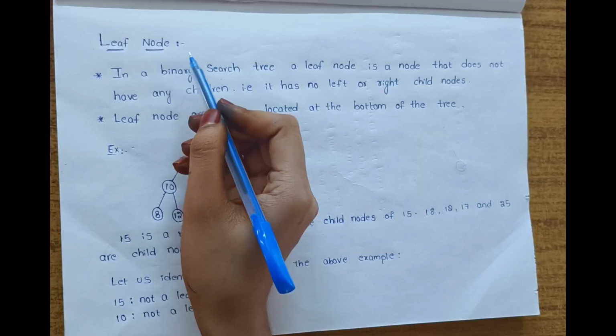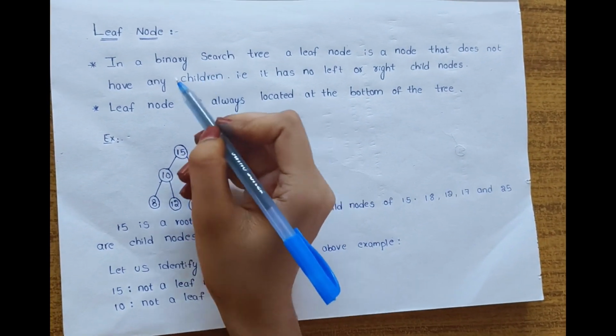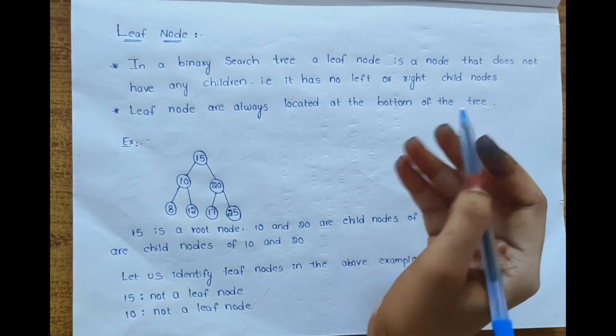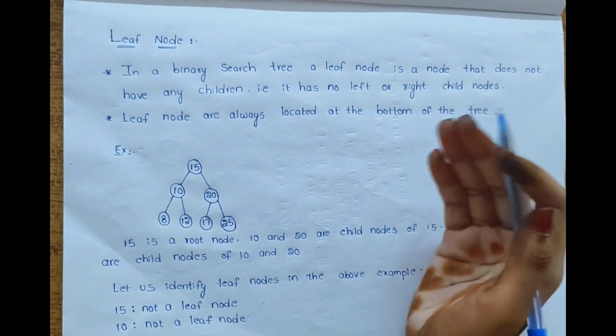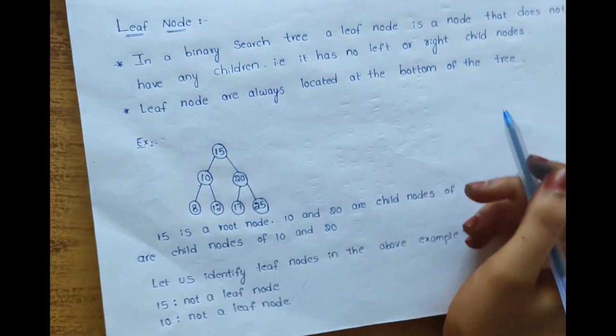Thank you. About leaf node. In a binary search tree, a leaf node is a node that does not have any children, that is, it has no left or right child nodes. Leaf nodes are always located at the bottom of the tree. Let us discuss an example to know in detail about leaf node.